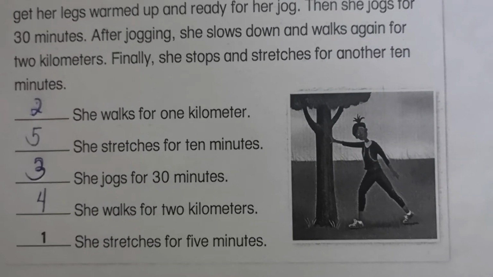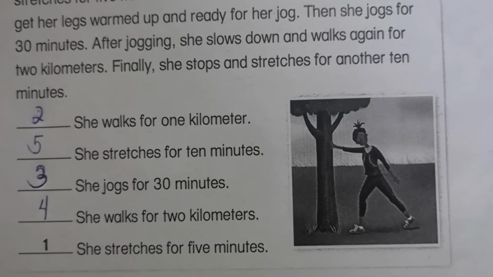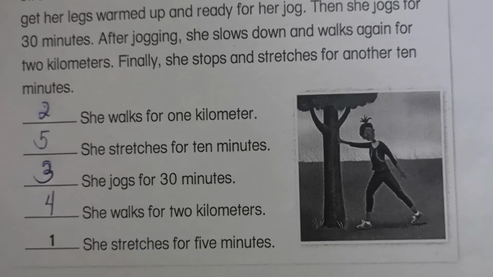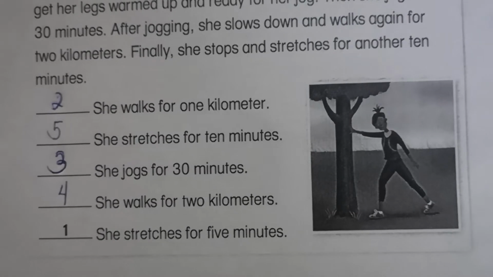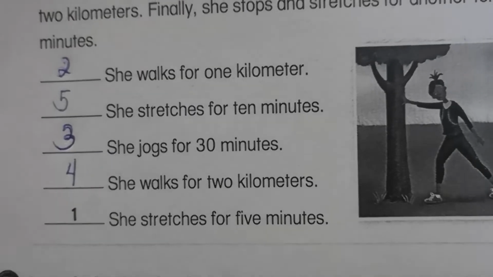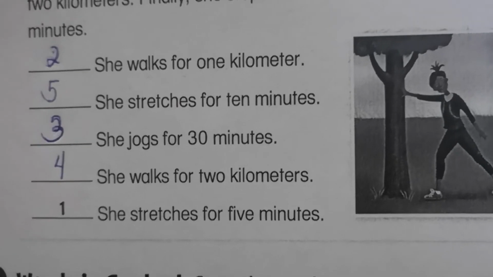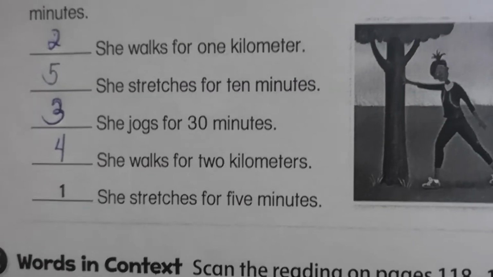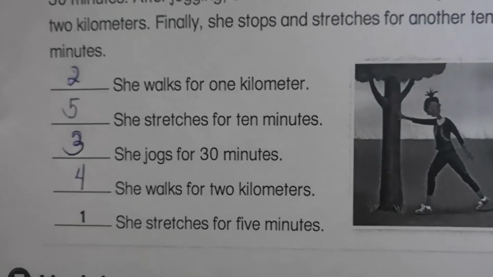First, she stretches for 5 minutes. And then after she stretches for 5 minutes, what did she do? She walks for 1 kilometer. And after that, she jogs for 30 minutes. And then she walks for 2 kilometers again. And then she stretches for 10 minutes, okay? This is the order of the events that we read a while ago in the paragraph, right? So if you answer this correctly, it means you understand how to arrange the sequence of events in the story.